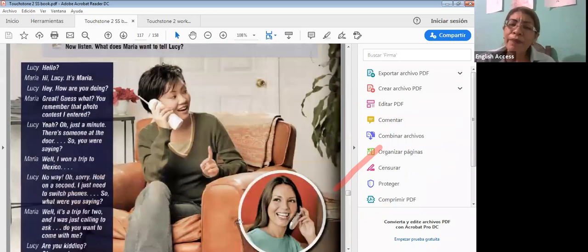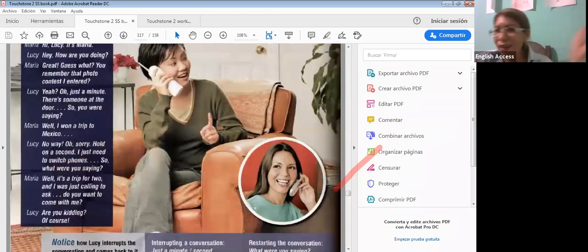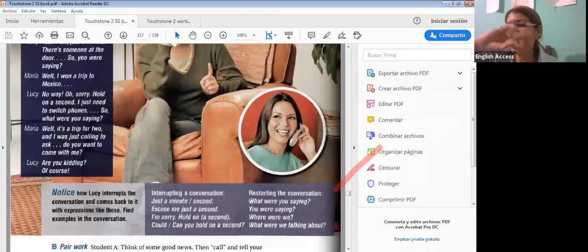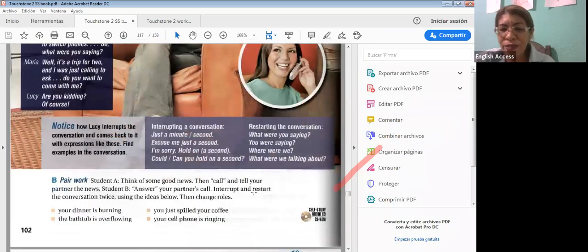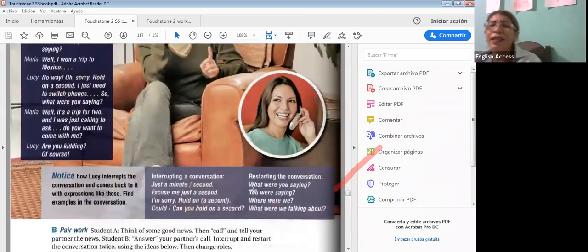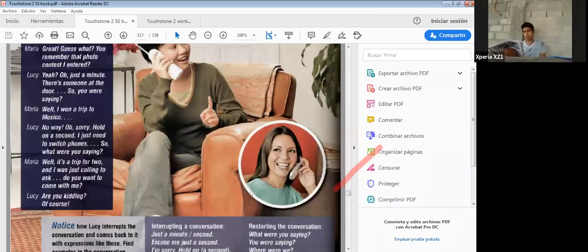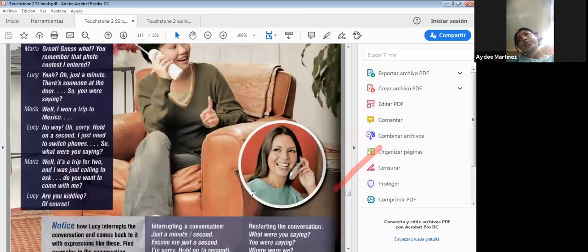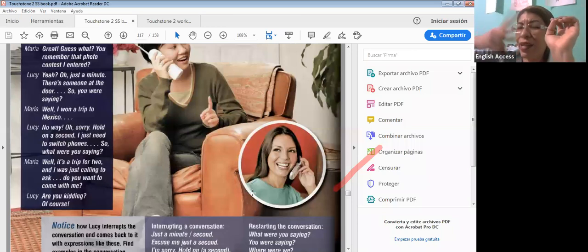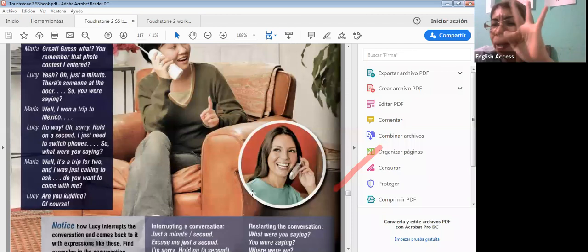So on a piece of paper, instead of writing the whole conversation, you can only change certain parts of the conversation. Remember, these are the situations. Your dinner is burning, the bathtub is overflowing, you spill your coffee, or your cell phone is ringing. That's what you're going to do. How much time do you need? 2 minutes or 3 minutes? 3 minutes. Okay, you can use this conversation, only change the situations. So you have 3 minutes.